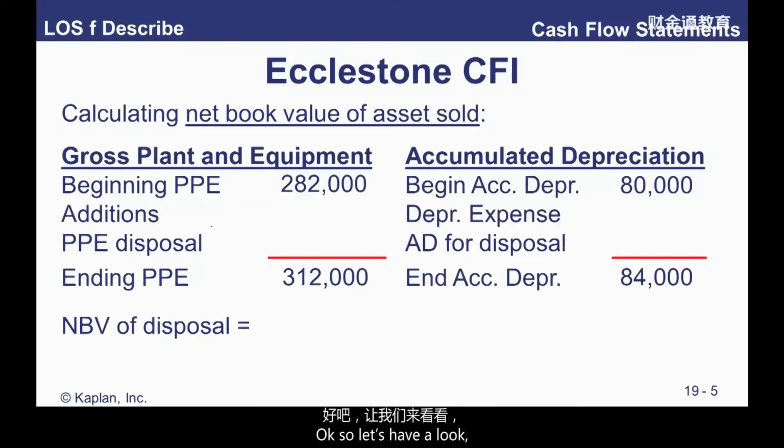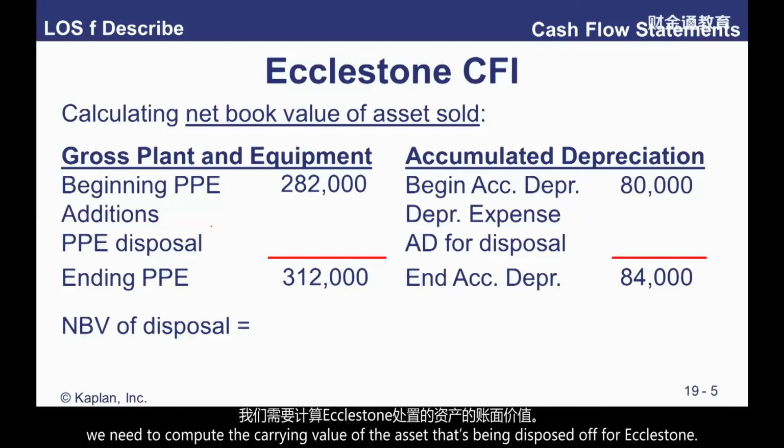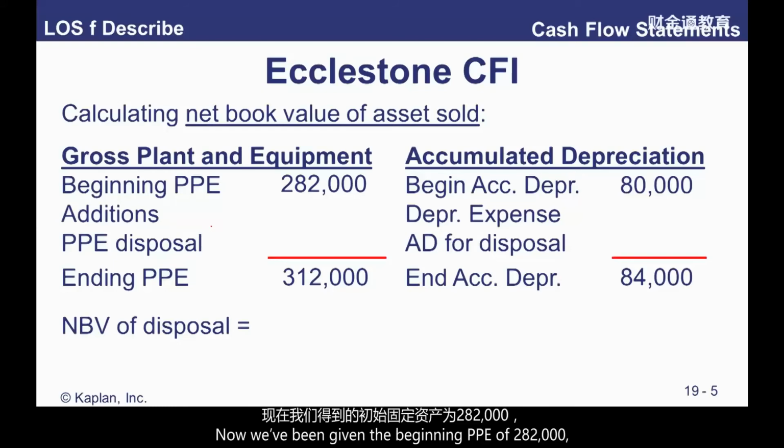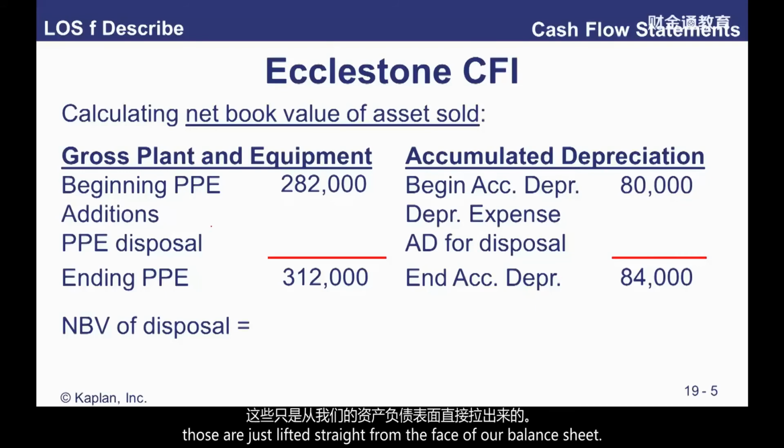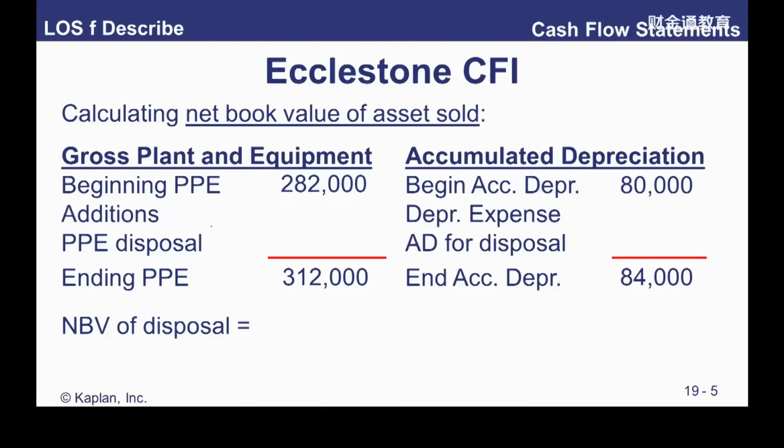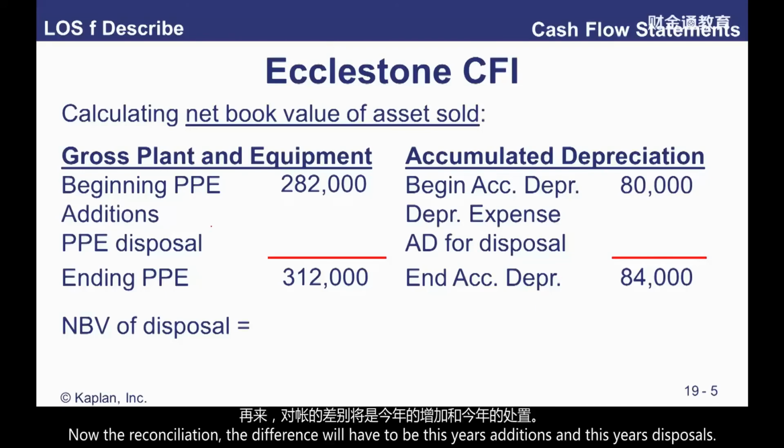Okay, so let's have a look. We need to compute the carrying value of the asset that's been disposed of for Eccleston. Now, we've been given the beginning PP&E of 282,000. That's the gross PP&E. And we've been given the ending PP&E of 312,000. Those are just lifted straight from the face of our balance sheet. Now, the reconciliation, the difference, will have to be this year's additions and this year's disposals.